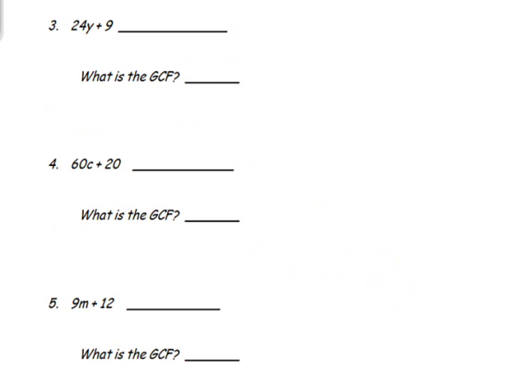Let's do 3 more. So I'm going to factor 24y plus 9. First thing I want to do is look for the greatest common factor of 24 and 9. So that would be 3. So 24y divided by 3 would be 8y. And 9 divided by 3 would be 3. And I'm not going to check any of these.